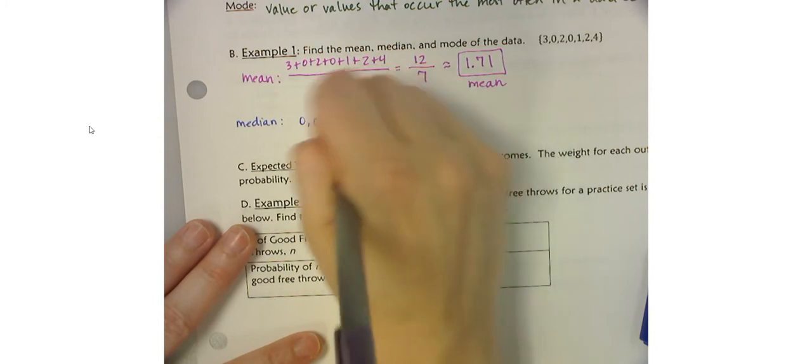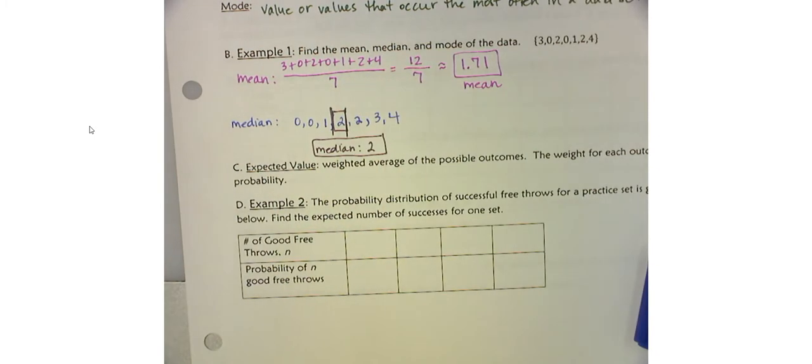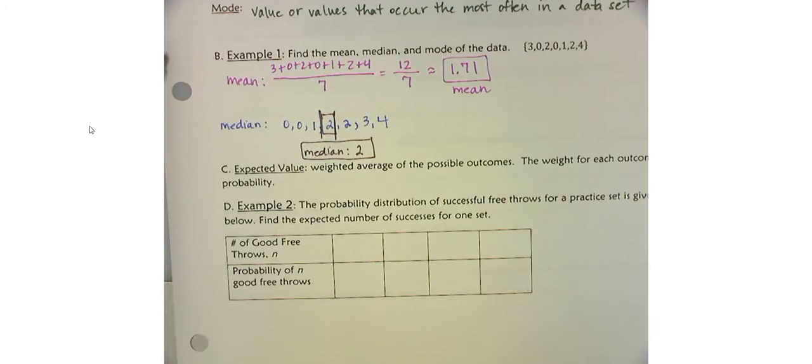In this case, we have two modes. Okay, Rhea, what are the two modes for this? 0 and 2. So mode is 0 and 2 because they both occur twice.